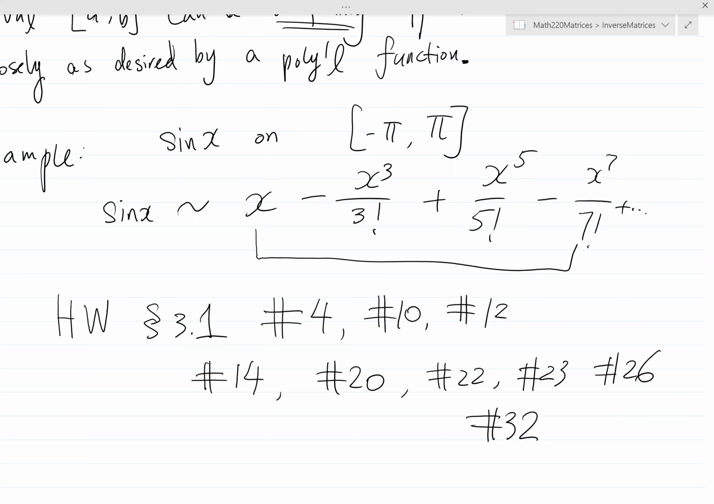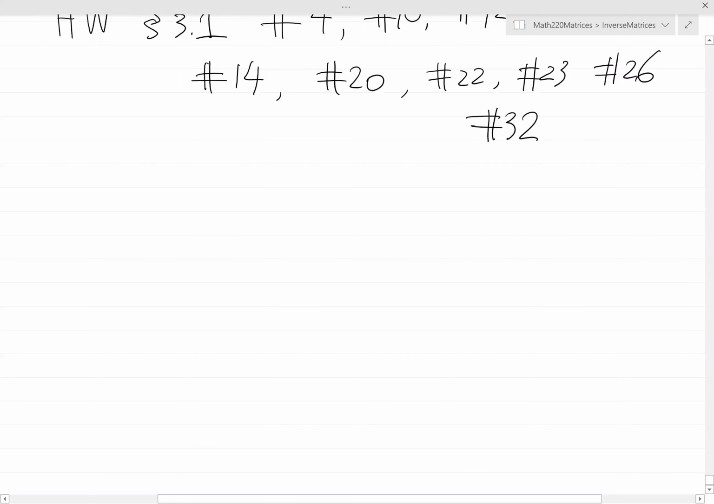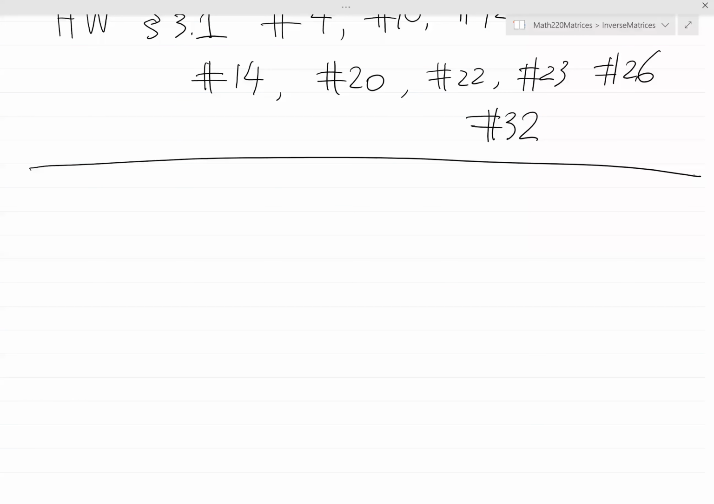Okay, let's continue with new sections. Let's go to the next section, 3.2. The nullspace of a matrix.